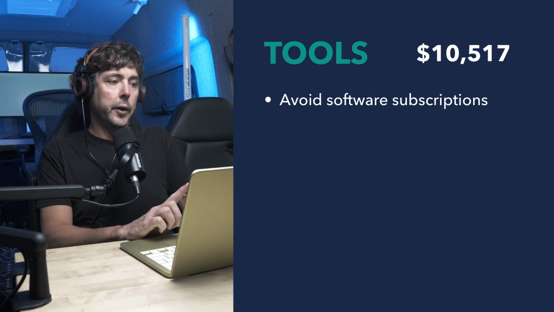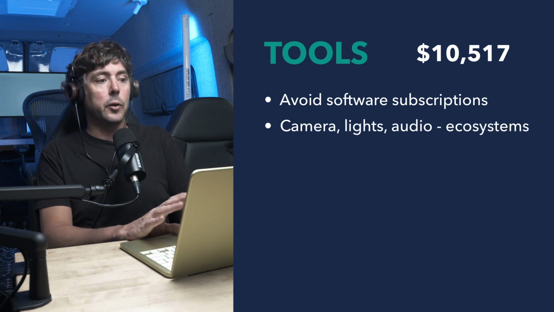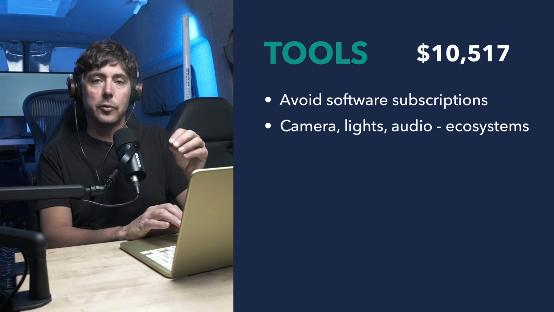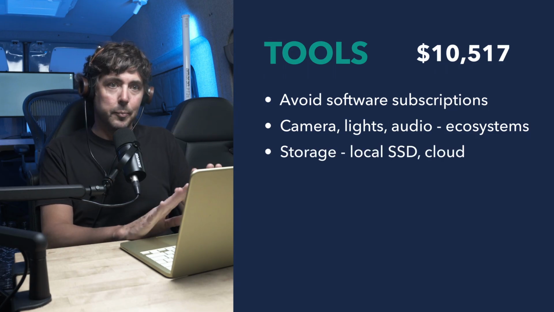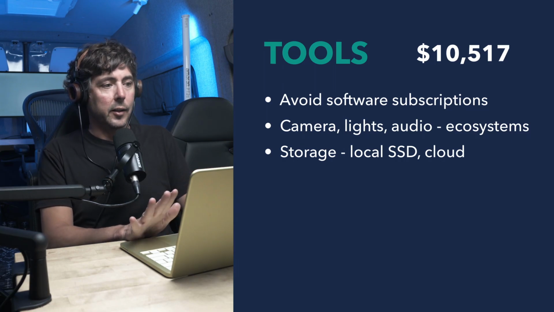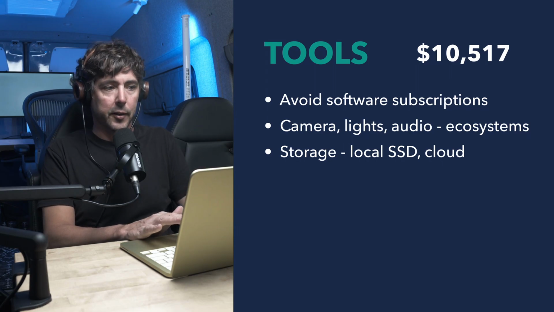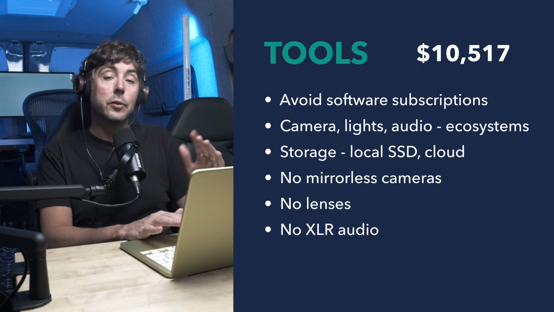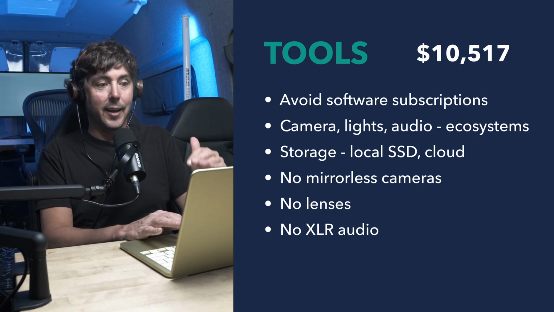We're going to avoid software subscription models because we can. In camera, lights and audio, we're going to be carefully choosing ecosystems and committing to those, at least in the short term. Storage is going to be simple. We're not going to create networked storage, just solid state drives local to machines with cloud backup until we have at least 2 full-time creative professionals. And we're going to avoid mirrorless cameras with lenses and XLR audio for now. So that might be a little bit of a surprise, but I'll explain further.